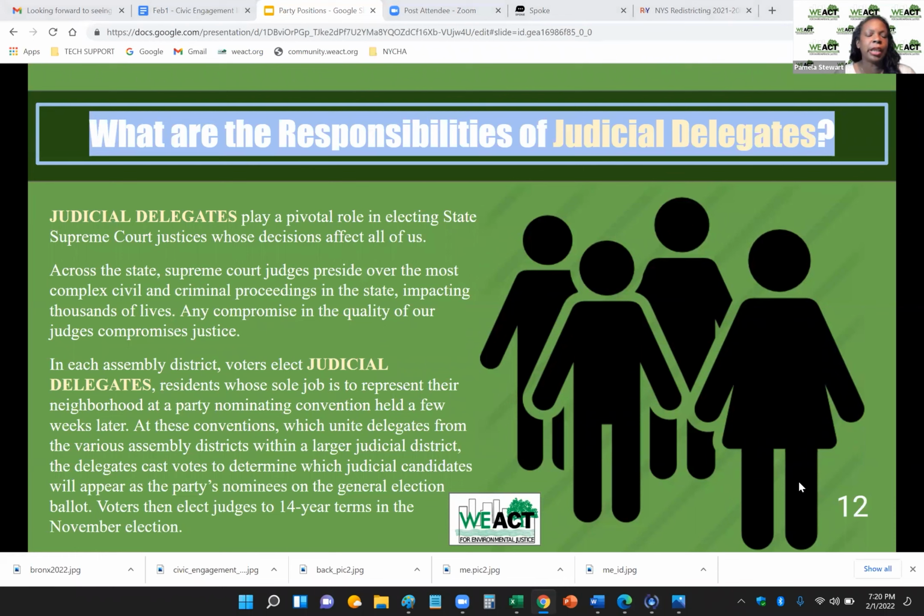Now, keep in mind, whoever they select runs in the general election that November. So these are the judges that are going to sit in that seat for 14 years. So that's why these party positions are very, very powerful positions to have.